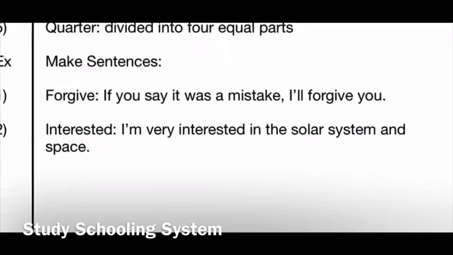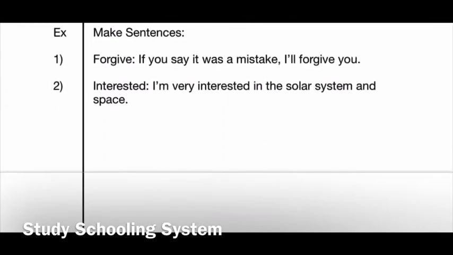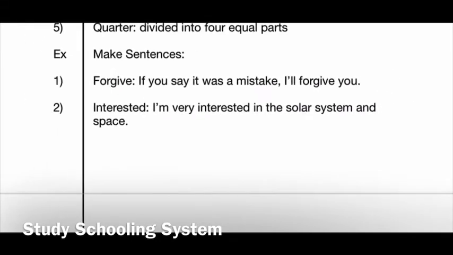So यहाँ मैंने sentence लिखा है कि अगर आप बोलते हो कि गलती थी, I will forgive you. Now number 2, interested. For interested, I have written, I am very interested in the solar system and space. You can write, I'm very interested in science. I'm very interested in math. Anything like that. You can even write topics. Okay, so interested means किसी चीज़ में आपको दिलचस्पी हो, right? So you can write anything that you're interested in.